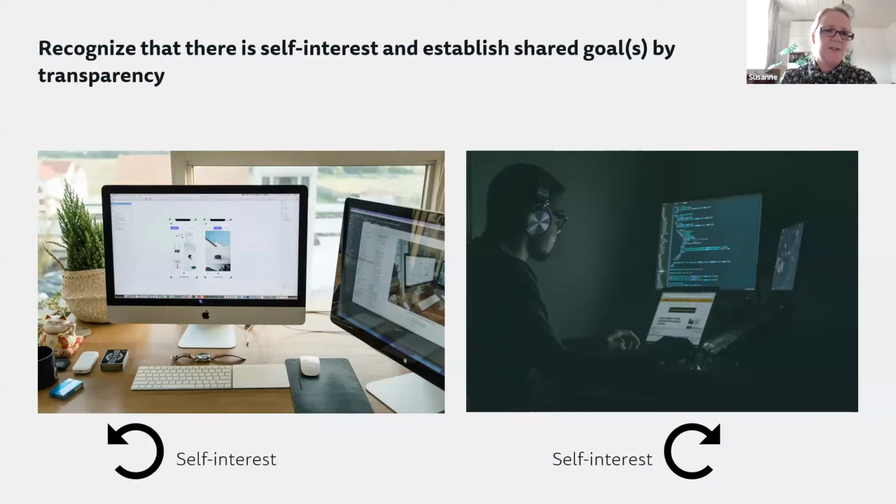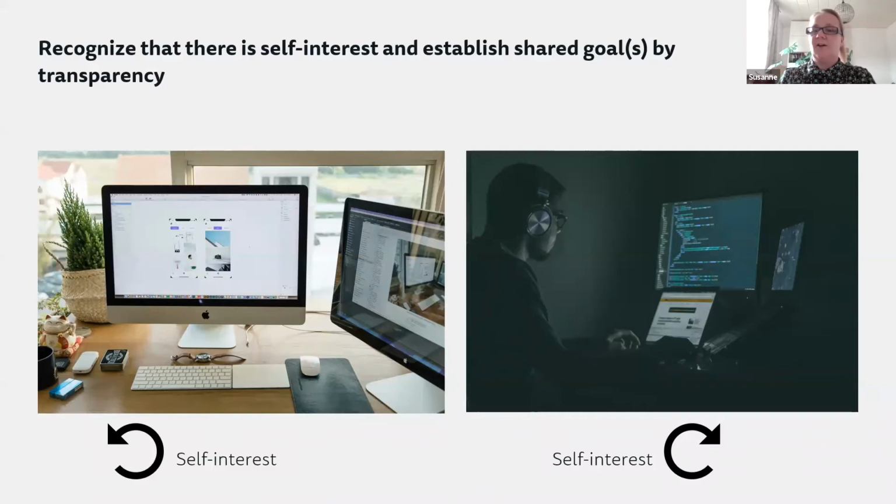And this self-interest not only lies in the person itself, but is also based on the organization they come from, for example. When you compose a team with designers and developers, they might come from different organizational units, which have different philosophies on performing tasks, for example. This is one thing of the self-interest.